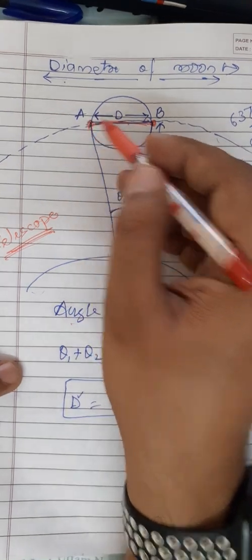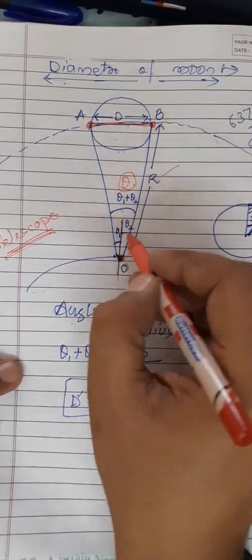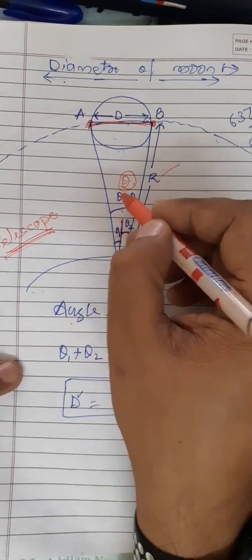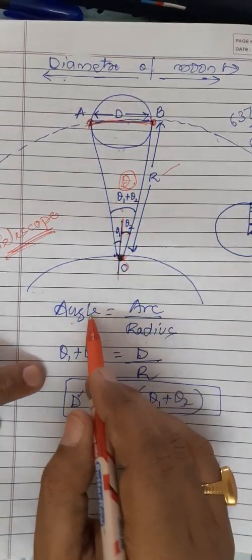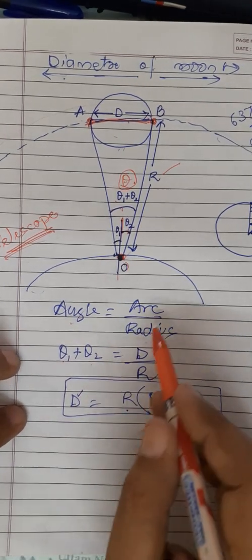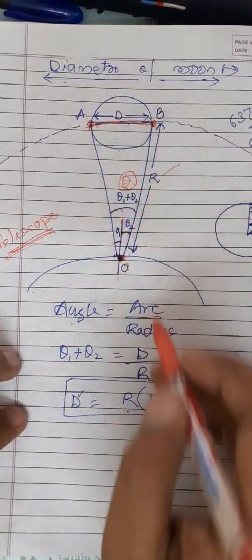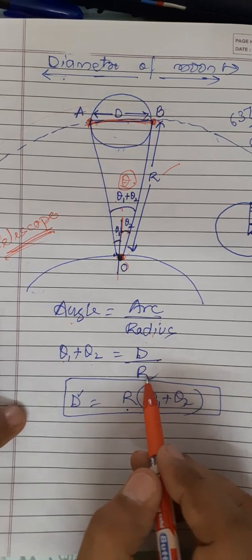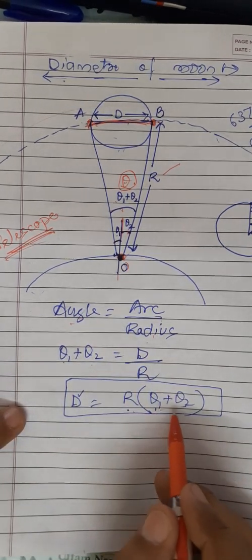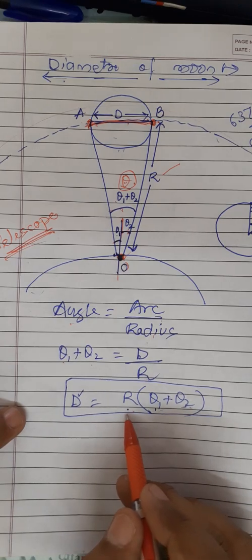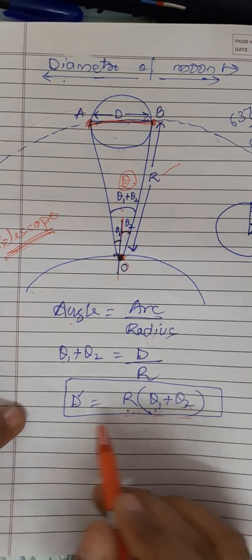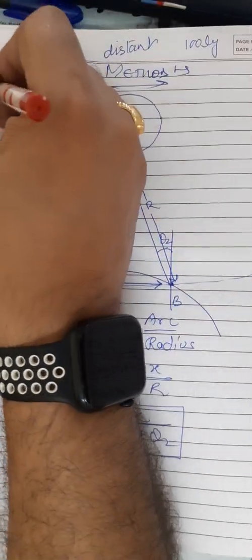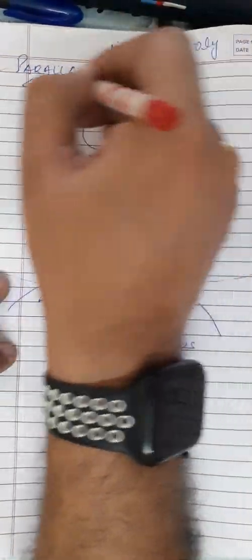For example, for point A the angle is theta 1, and for point B the angle is theta 2. The sum of these two angles is called theta, that is, theta is equal to theta 1 plus theta 2. Angle is theta 1 plus theta 2, arc is D, that is the diameter, and radius is R. Clear? From here, D will be equal to R into theta 1 plus theta 2. As the values of R, theta 1 and theta 2 are known, we can find the value of the diameter of the moon.